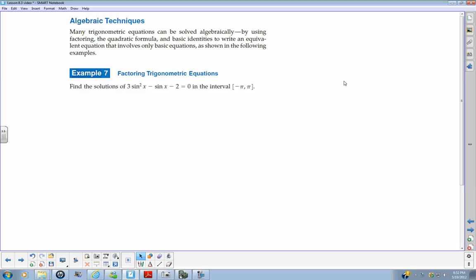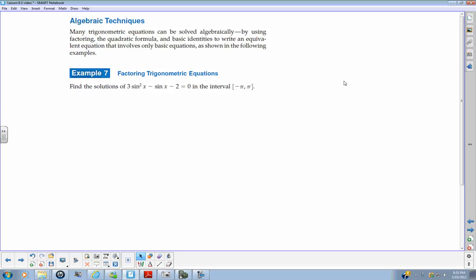Okay, and these are examples of solving trigonometric equations. We are going to look at the method of factoring, and we're going to do examples 7 and 8, and then later I'll do examples 9 and 10. So many trigonometric equations can be solved algebraically by using factoring. Sometimes we need the quadratic formula, sometimes we have to use basic identities to write equivalent equations that involve only basic equations. So let's take a look at this example here.